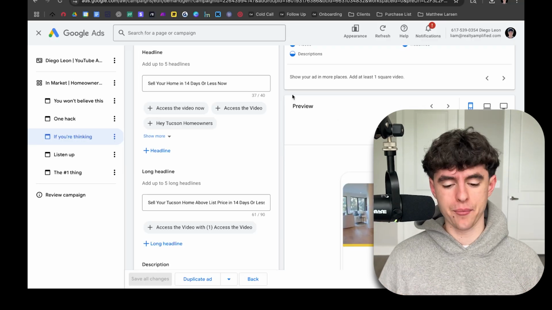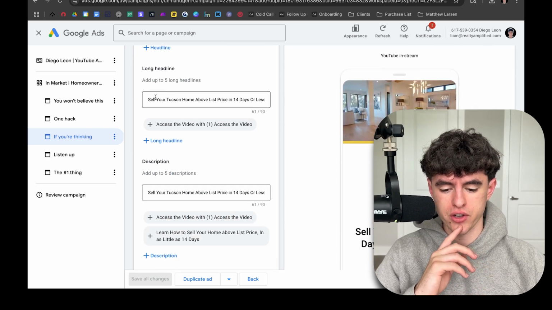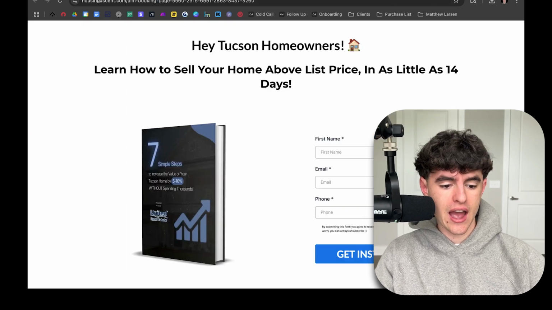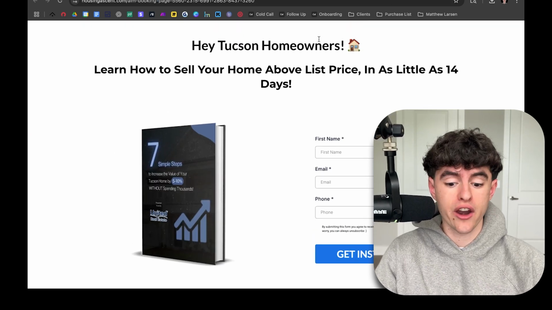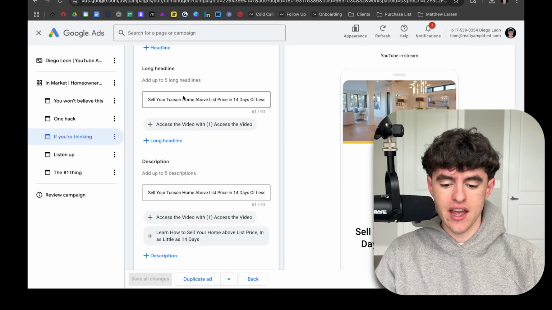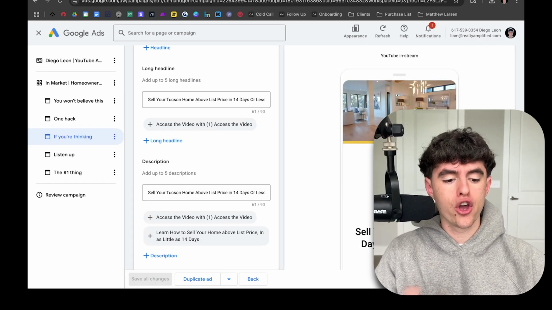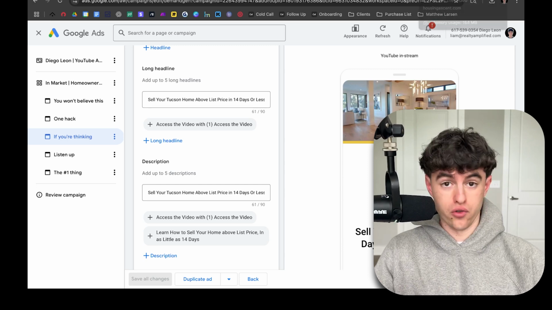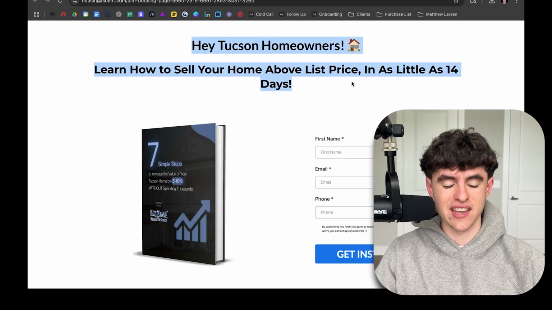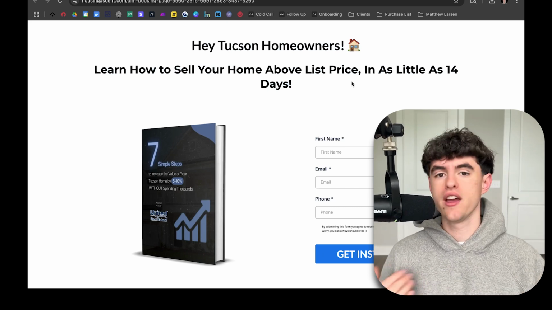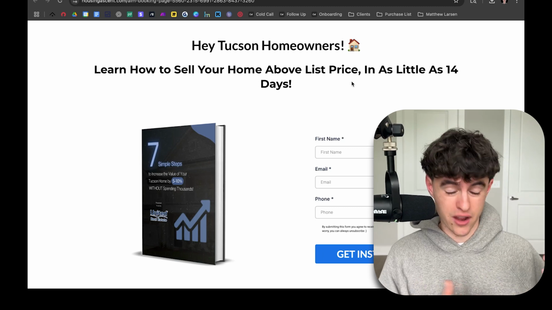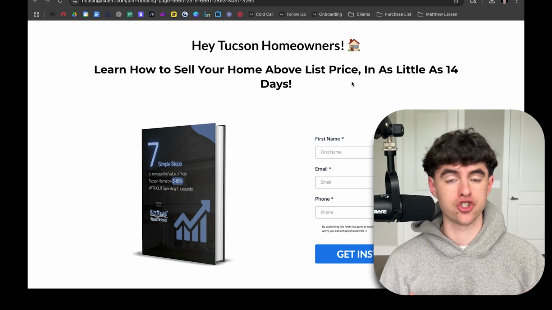Just for a quick example, here's one of my clients' ads. As you can see here, we have: sell your Tucson home above list price in as little as 14 days. And then on the actual landing page, we have: hey, Tucson homeowners, learn how to sell your home above list price in as little as 14 days. As you can see, in the headline and in the ad itself, it's all congruent. You're calling out the local area, and within the landing page, you're also going to have that same headline. Because if it's all congruent, when people click on it, they know that they're in the right place, and they feel safe submitting their information to the right person.